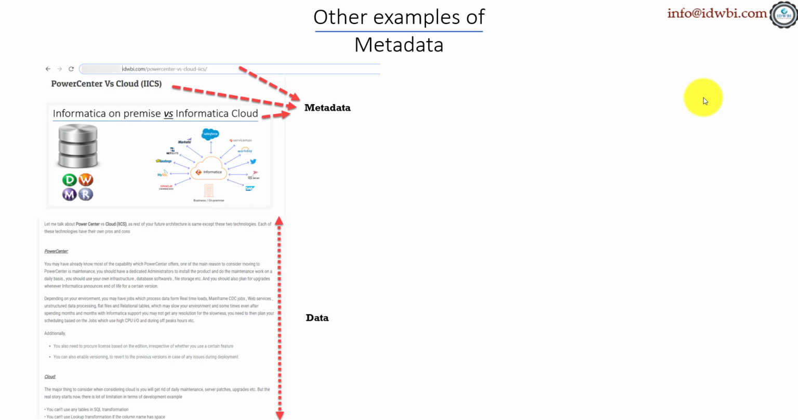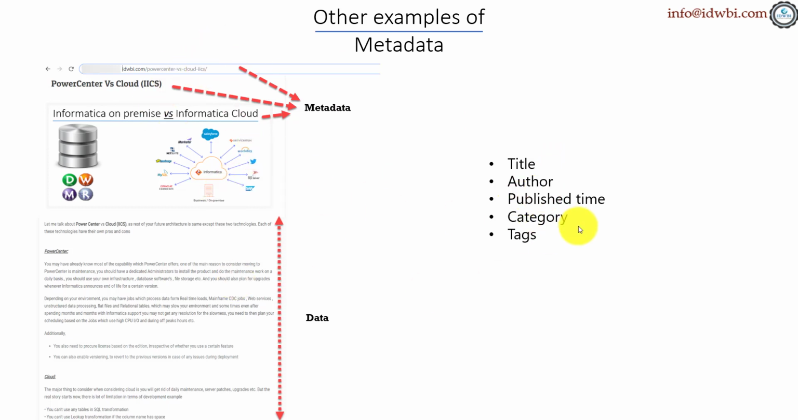Let's take another example. In this case, I've taken the example of a blog post from our website, idwbi.com, and that's the difference between PowerCenter versus Cloud Informatica, and then there is some text around it. So as you can see, the title, the web address, and the blog post title are the metadata to the actual data which is listed for that blog post. So the title, which is PowerCenter versus Cloud, IACS, Author. Obviously, it was me. I couldn't capture it on the screen here.